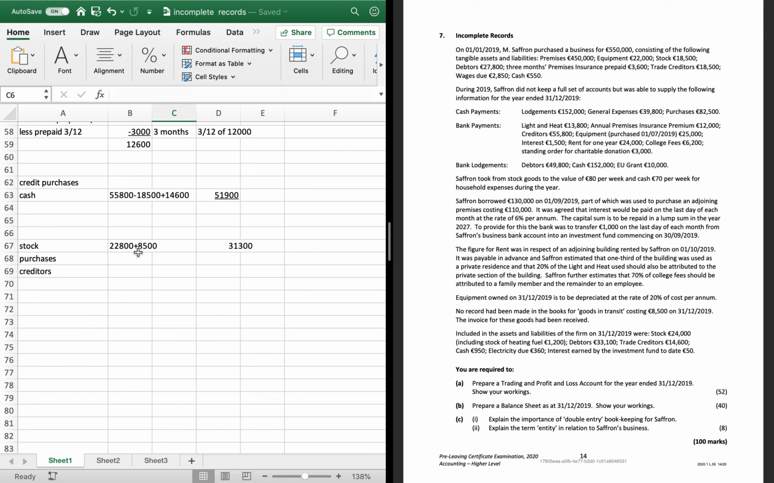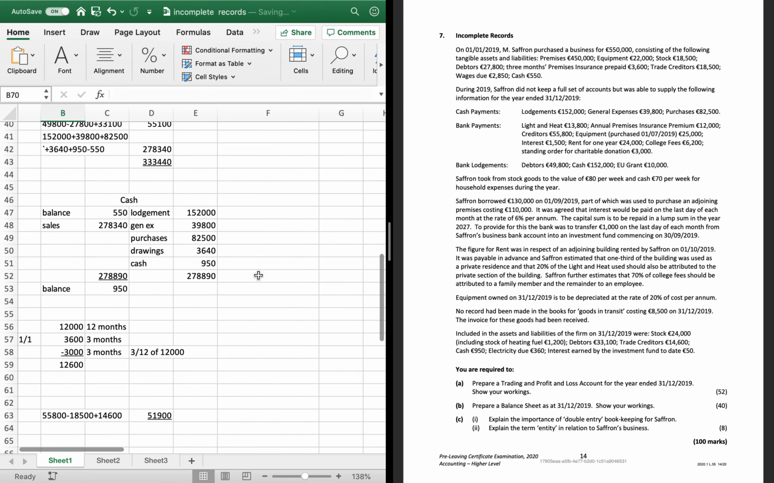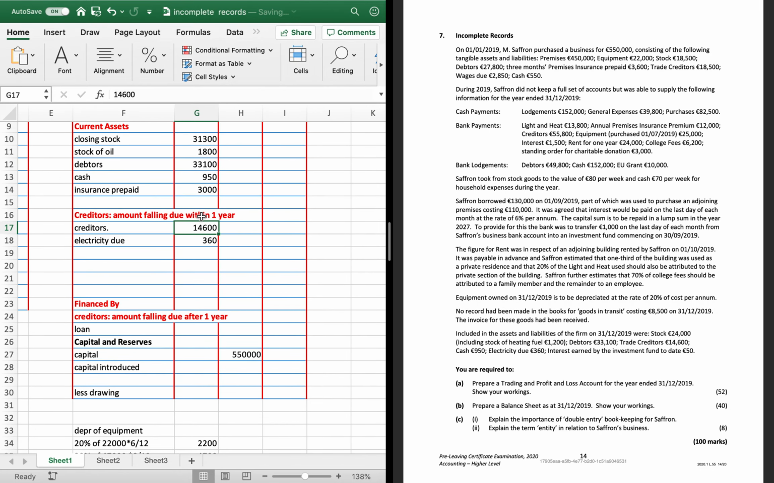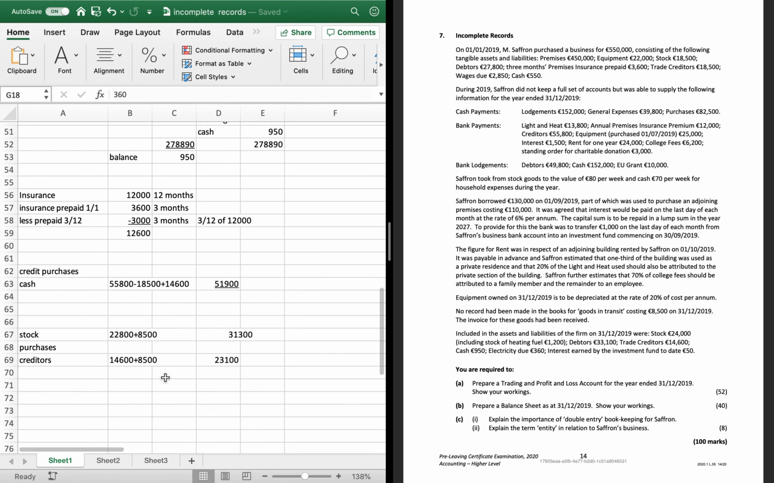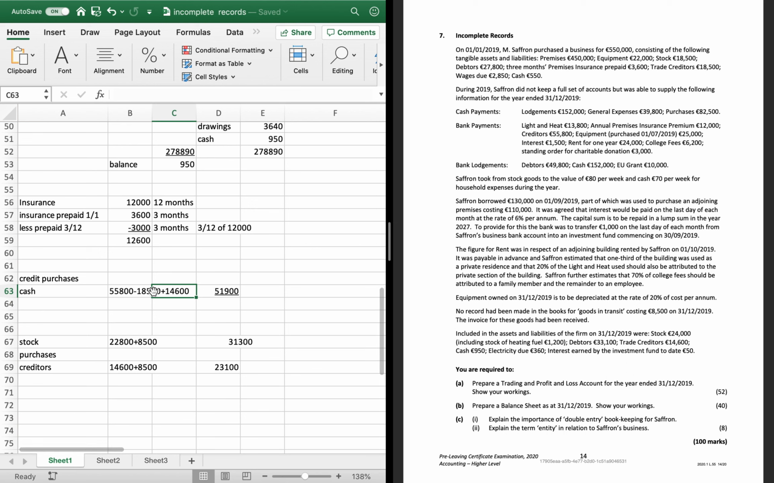Okay, second thing is I know my creditors are going to go up by 8.5 at the end of the year. So my trade creditors are 14.6. I need to put them up by 8.5 at the end of the year as well. So that's 14.6 plus 8.5, which is 23,100. So I'm going to change that in my balance sheet here as well. And I will also then, when I come to do my working, this here, this 14,600 would then change to 23,100.